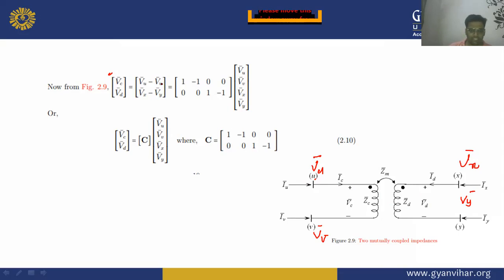Now if I substitute this into the vector, I have taken this vector as a separate one, and it becomes this. So I can rewrite the equation in this form, where C is the matrix [1 -1 0 0; 0 0 1 -1]. Let it be equation number 2.10. Keeping it clear.